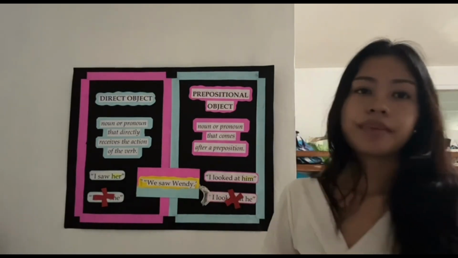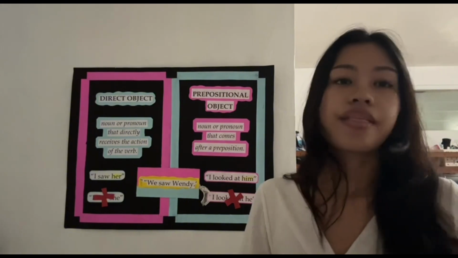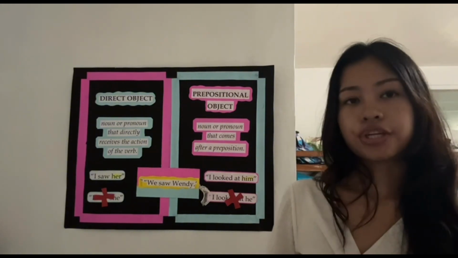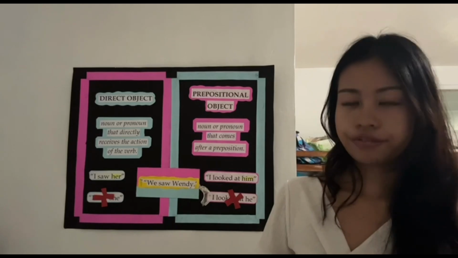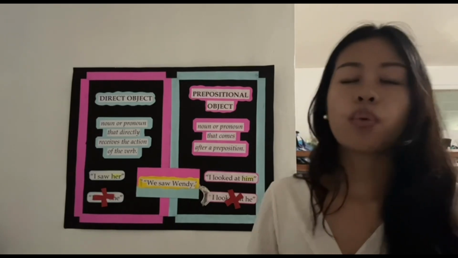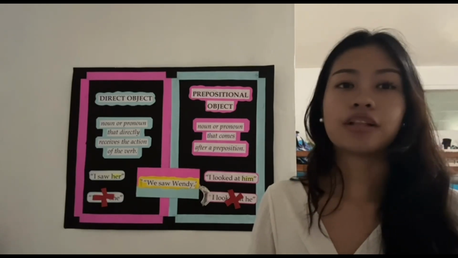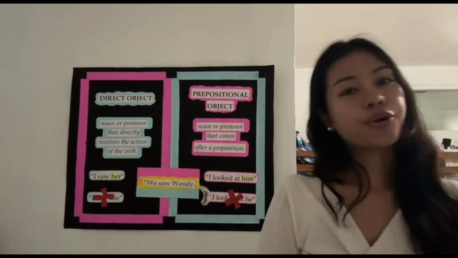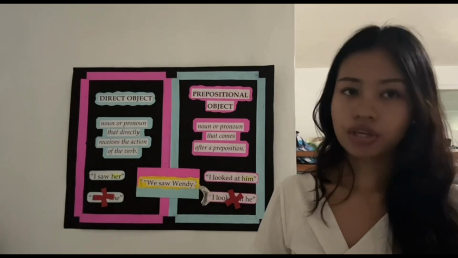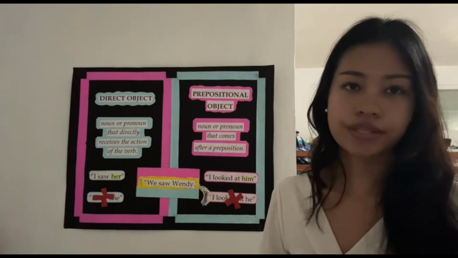Now, what is the main difference between them? The key difference is their position and function. A direct object directly follows the verb and receives the action, while a prepositional object follows a preposition and completes its meaning. Another important difference is in sentence structure, especially in passive voice.